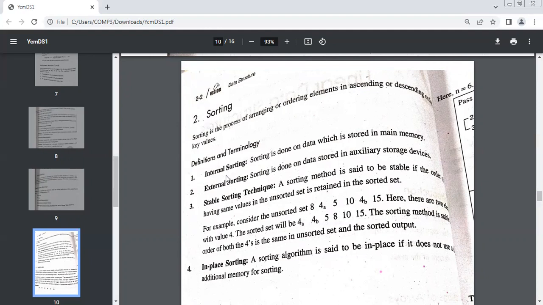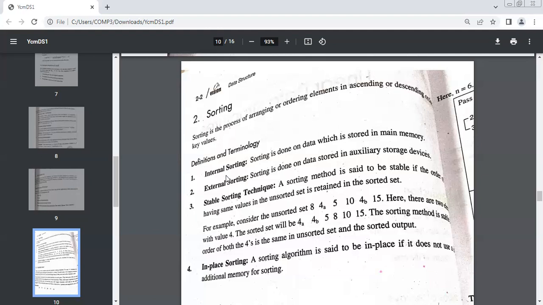द फर्स्ट वन इज अ इंटरनल सॉर्टिंग. Sorting is done on data which is stored in main memory. जो भी डेटा मेन मेमोरी में स्टोर्ड है उसको अगर हम सॉर्ट करते हैं तो उसको हम इंटरनल सॉर्टिंग बोलते हैं. ओके, देन व्हाट इज एक्सटर्नल सॉर्टिंग? Sorting is done on data stored in auxiliary storage device. Auxiliary means जो भी secondary storage है, फॉर एग्जाम्पल हार्ड डिस्क है, टैब ड्राइव है, CD ड्राइव है, उस पर जो भी डेटा स्टोर है उसको अगर हम सॉर्ट करते हैं तो उसको हम एक्सटर्नल सॉर्टिंग बोलते हैं.